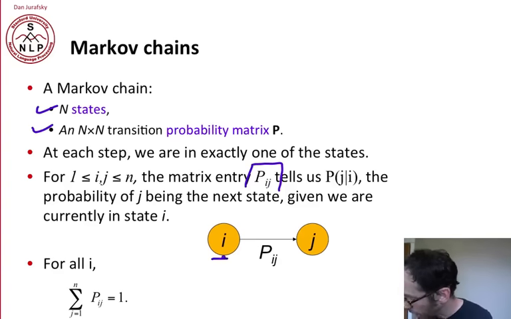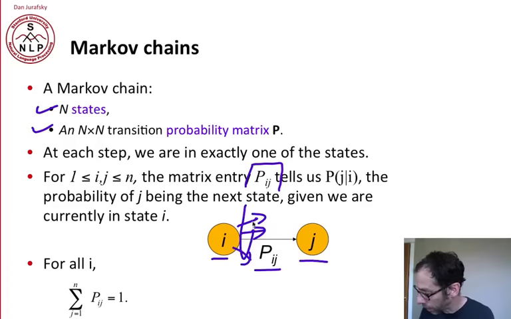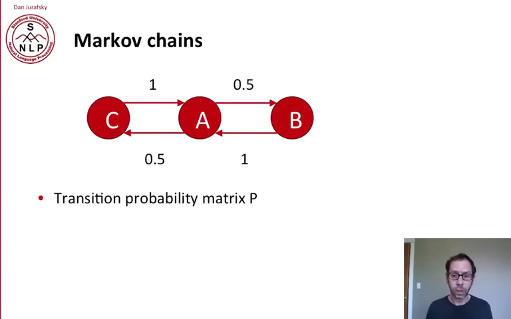So here we're in state i, and P of ij says, here's the probability that we're going to go to state j. So if we look at all the links out of i, those probabilities must sum to 1. So the probability for a given i of all the j's we can go to sum to 1. It's a probability conditioned on i. So let's look at an example.